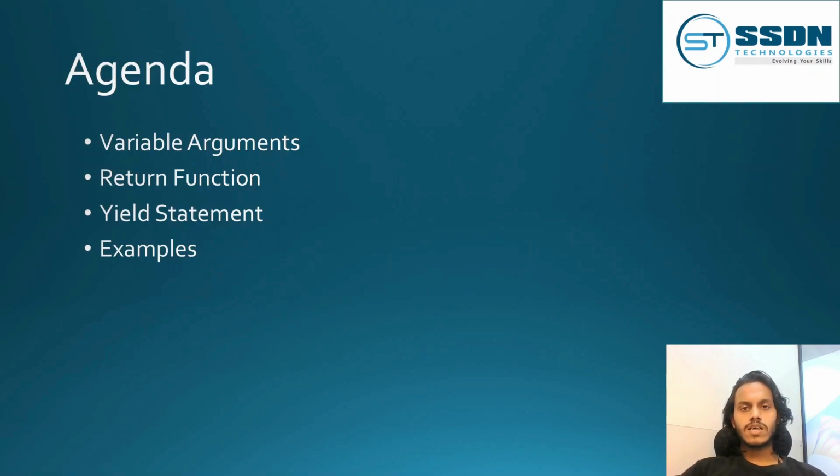Our agenda today, guys, is variable arguments, like how we can pass variable arguments in a function. Then we are going to see the return statement in a function, like how we can return values from the function. We're also going to see the yield statement and some examples on that so that we get a better idea of how we can use these parts. Let's first quickly discuss the theoretical part and then we'll move further.